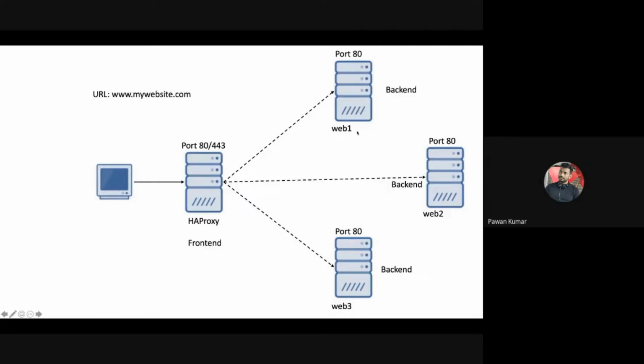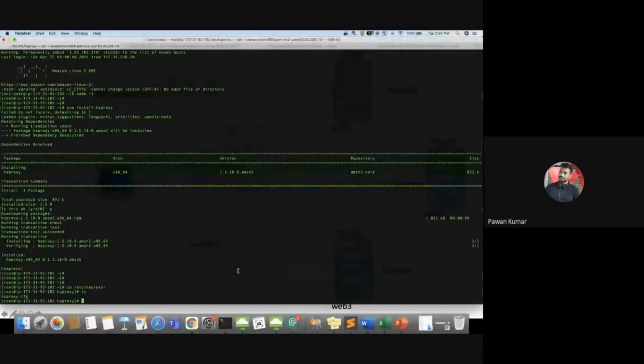The next step is basically, so what we have done so far, we have created the Haproxy server, we have created web 1 and configured the website onto it. We have set up the web 2 and configured the website onto it, and both are accessible. Now, we need to tell Haproxy that mywebsite.com is hosted onto web 1 and web 2. So let's do that.